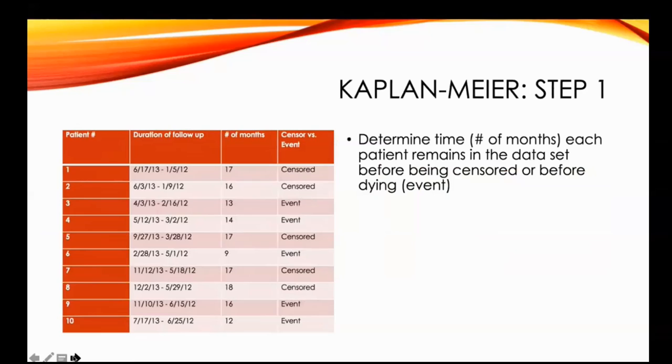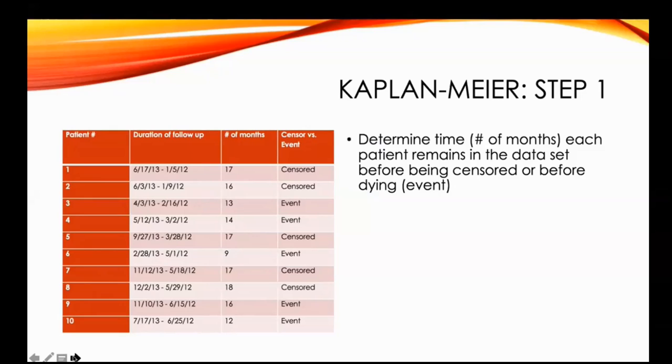So let's go through the steps for the Kaplan-Meier curve, and you can follow along on your worksheet. The first step is to determine the time. Here I'm going to use the number of months that each patient remains in the data set before being censored or before dying, which is the event. Here I've filled in the number of months using the enrollment date and then subtracting from the date of last follow-up. I recorded them here in whole numbers of months so that this is a very manageable calculation that we can do by hand. I'll show you later how we can use fractions of months.